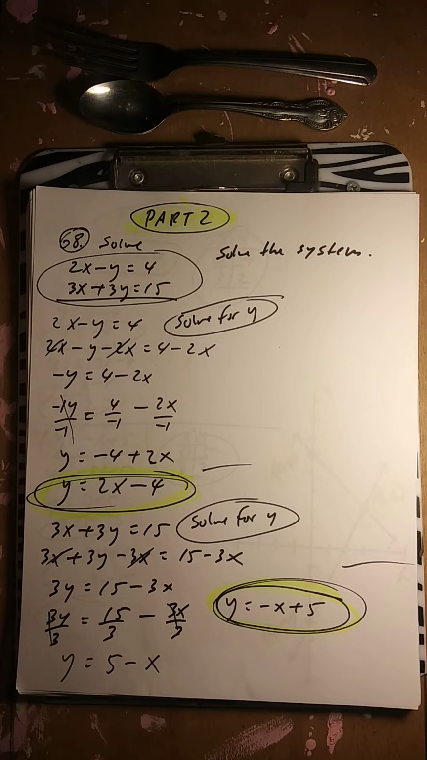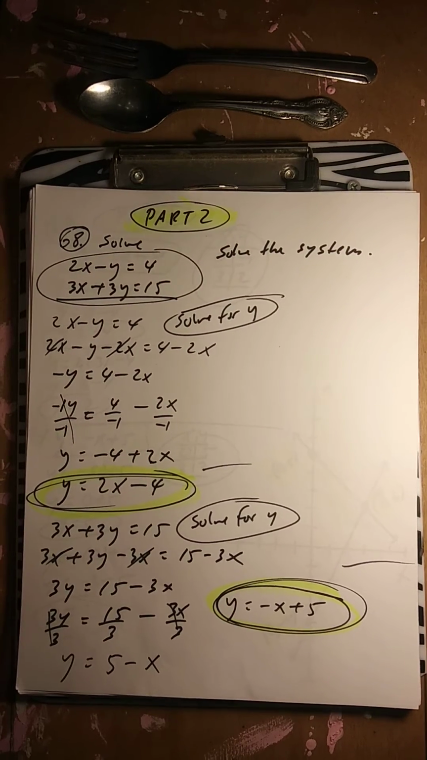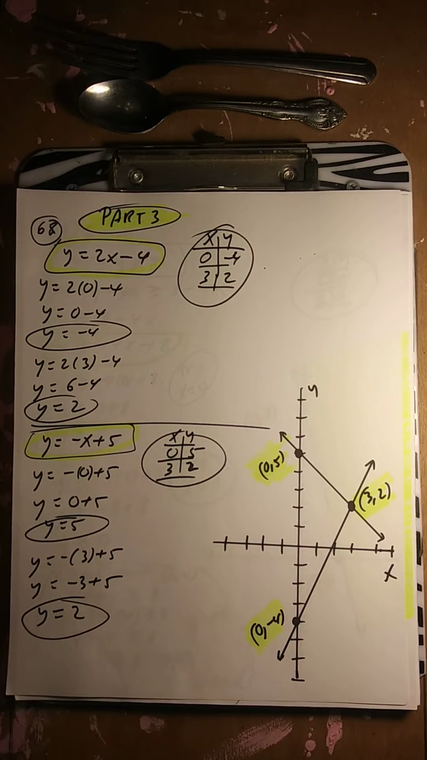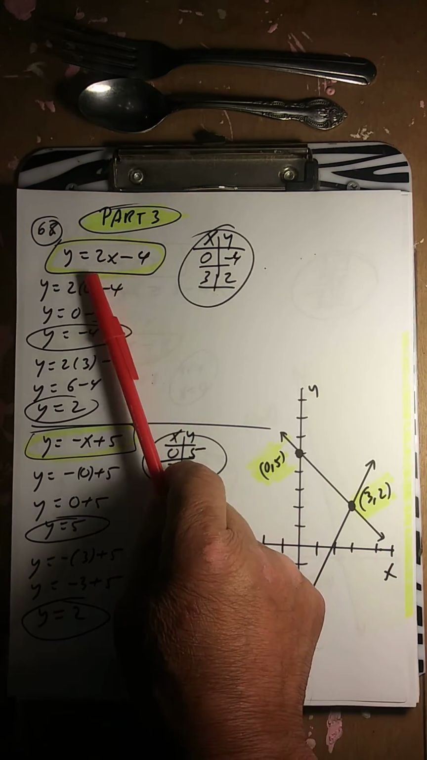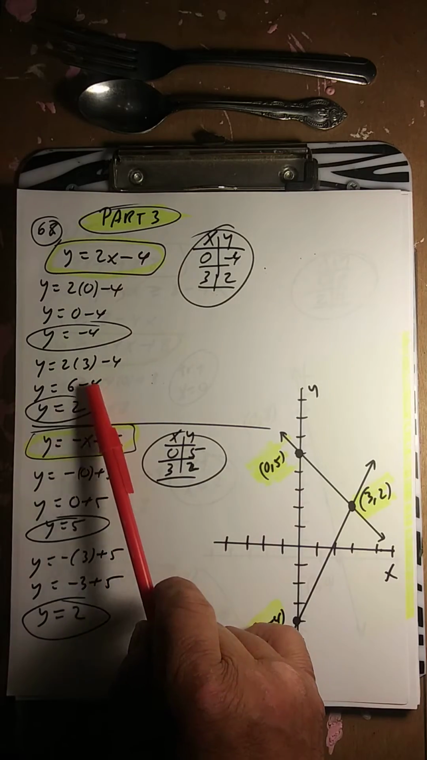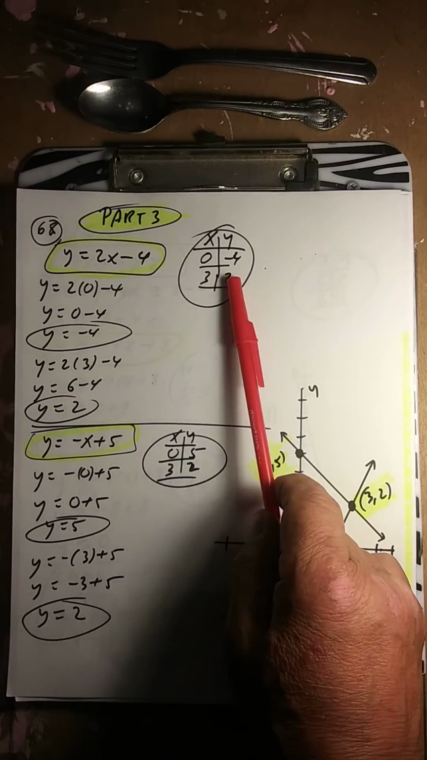We're going to graph this stuff. Easy. We're going to do it just by graphing. Okay? So, get some numbers for the first one. 0, put it in there. 0, 0, you get negative 4. Put a 3 in there. That's going to be 6 minus that. That's going to be 2. So you got 0, negative 4, 3, and 2.